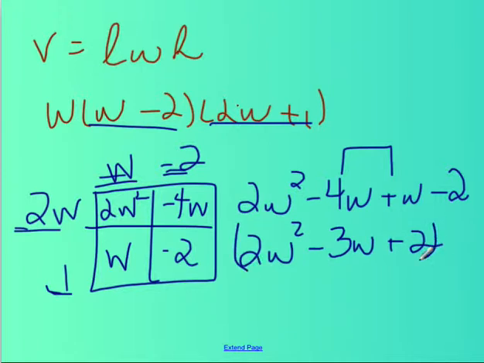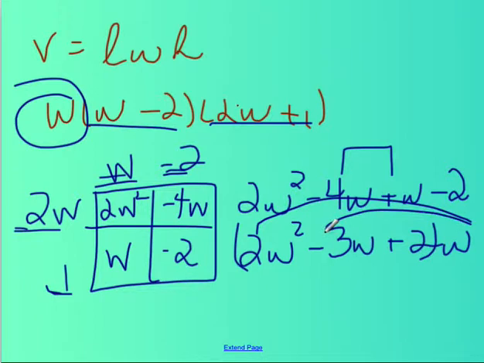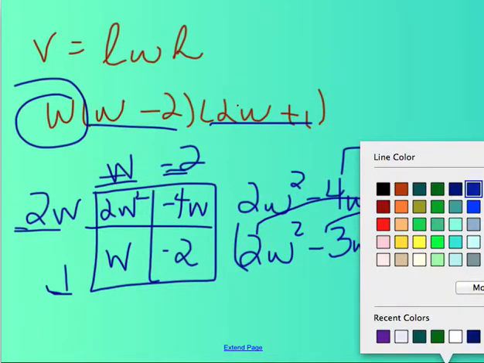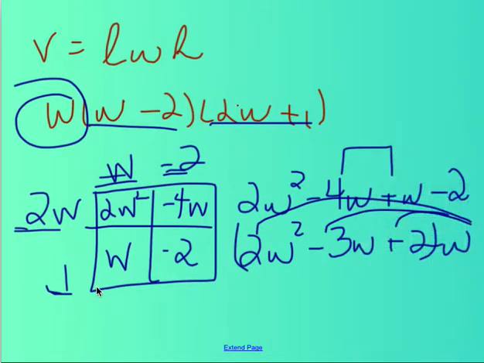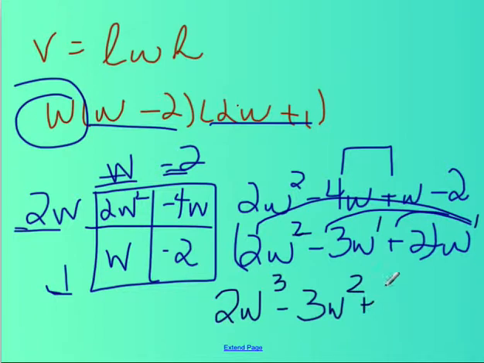Now recall, originally this was multiplied by W. So I need to take that W and distribute it into each part of that polynomial. So the exponents are going to go up by 1. W squared times W to the first, you add those exponents and get W cubed. Here, W to the first times W to the first, 1 plus 1 is 2. And then negative 2 times W is just going to be negative 2W.